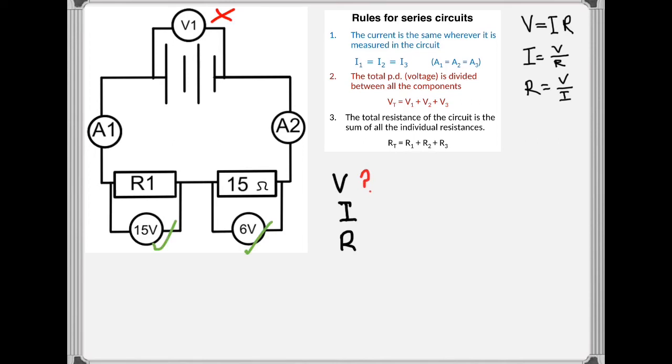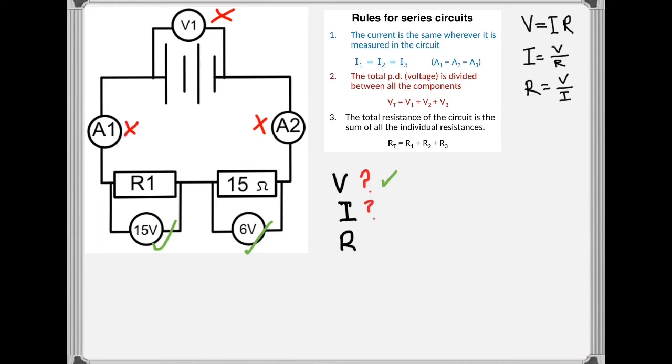On first inspection, if we look at voltage, we've got the voltage for the individual voltmeters across the resistors, but we don't have a reading on V1. However, that actually isn't a problem because we know from the second rule that if we add 15 and 6 together, that will give us the reading on V1. So we actually do have everything we need to know about the voltage.